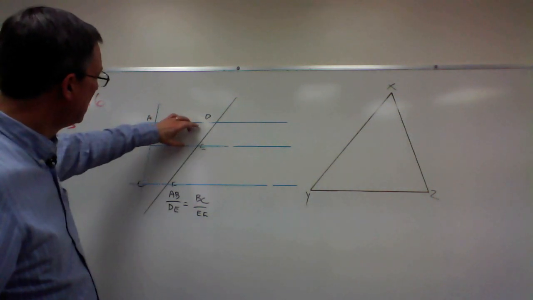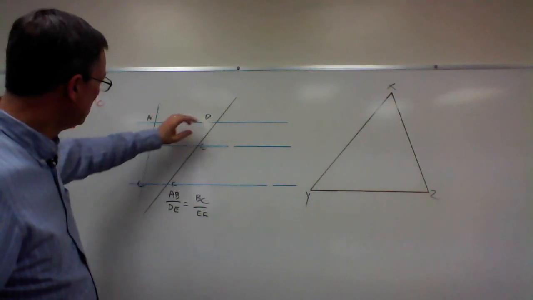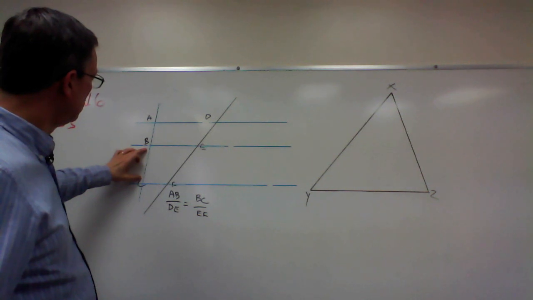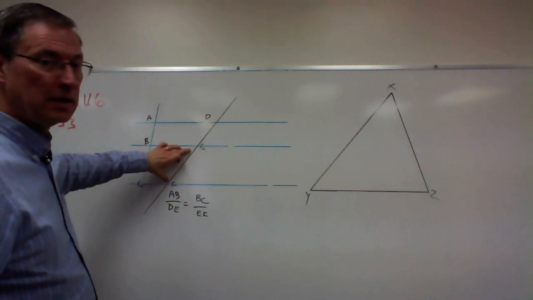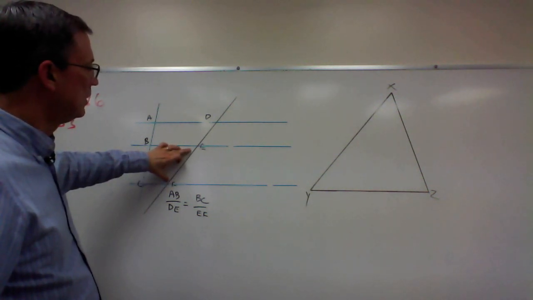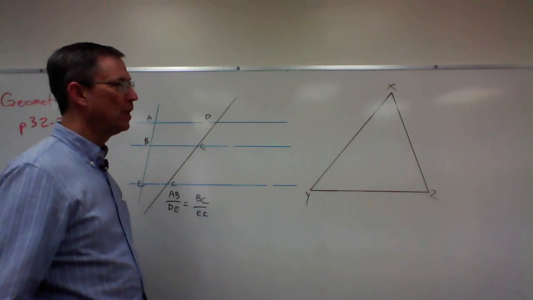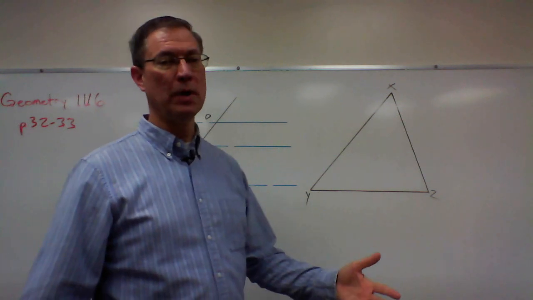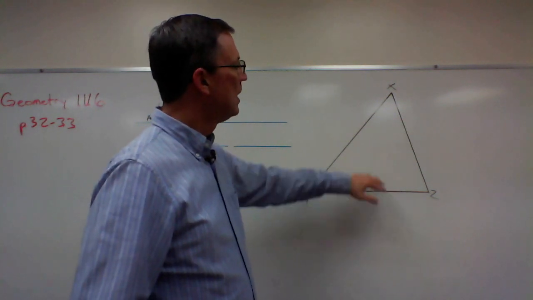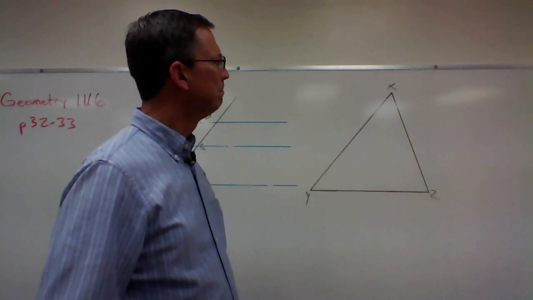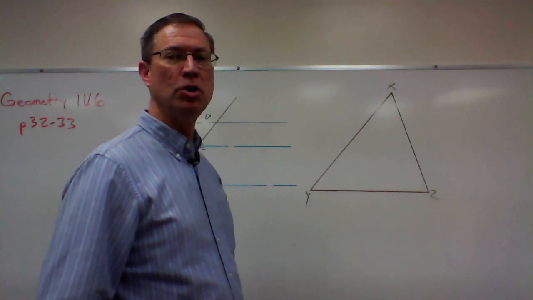A is to B as D is to E. B is to C as E is to F. Okay, so fairly easy to understand. Now let's turn the page. Looking at page 33, it's talking about another corollary of Theorem 88, and that one may not be as intuitive to you.